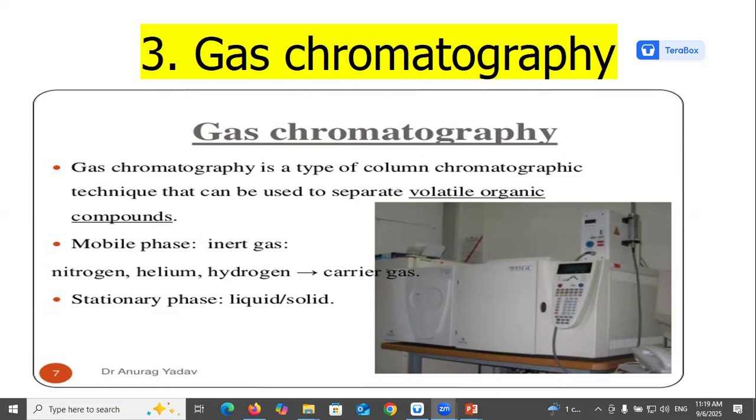Mobile phase: an inert gas like nitrogen, helium, or hydrogen is the carrier gas. Stationary phase: liquid or solid.